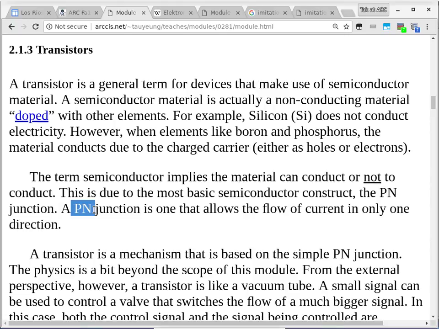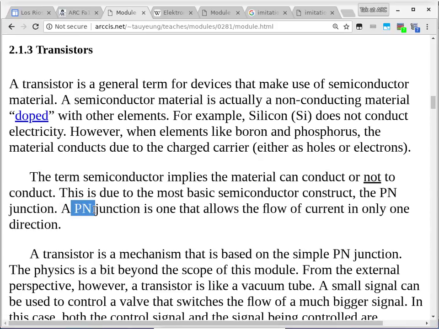On the other hand, if you flipped it, and you apply a negative charge on this side and a positive charge on this side, then this barrier increases. The thickness of that barrier increases, so it does not allow the flow of charge anymore. So that's the basic principle of how a p-n junction works.